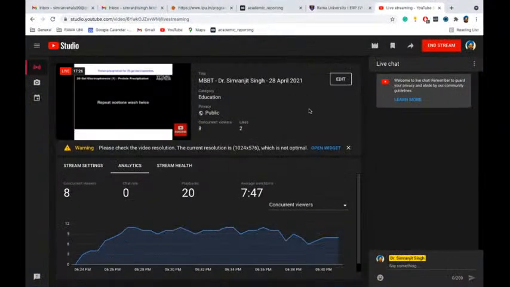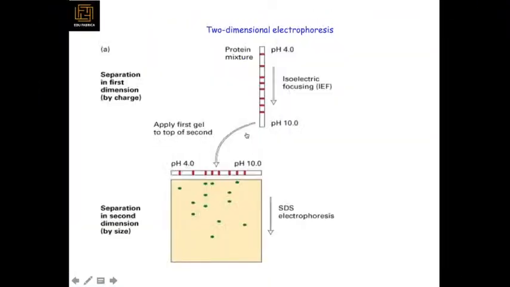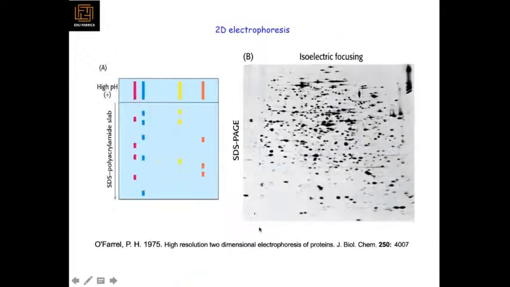So after having the precipitations of our sample, we go for 2D gel electrophoresis, where we first separate the proteins over this pH plate from pH 4 to 10. Then we separate them over the SDS page. Then we get these small dots here. These are the proteome, all the proteins that are present in a particular cell extract, and we can check them like this. So let's check how we do this 2D gel electrophoresis further.